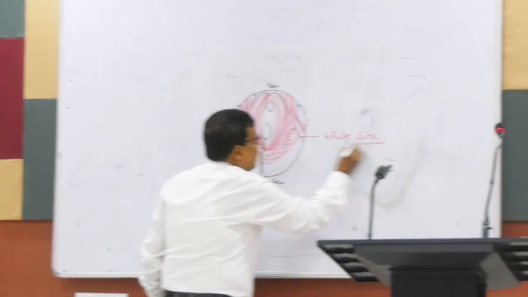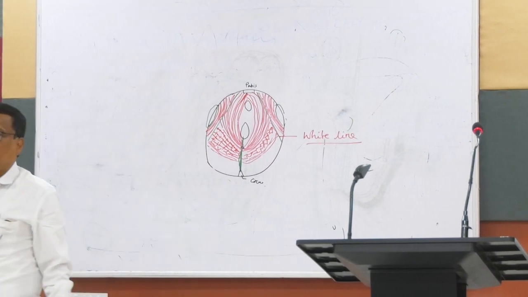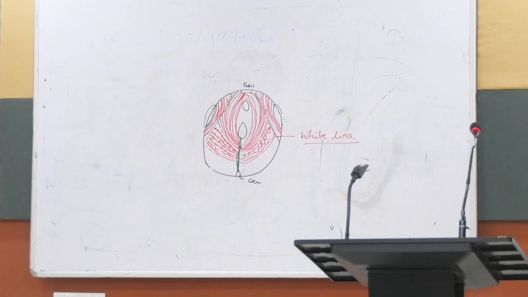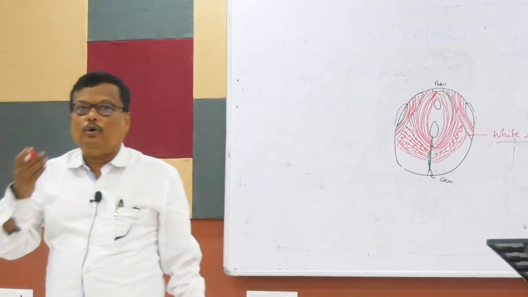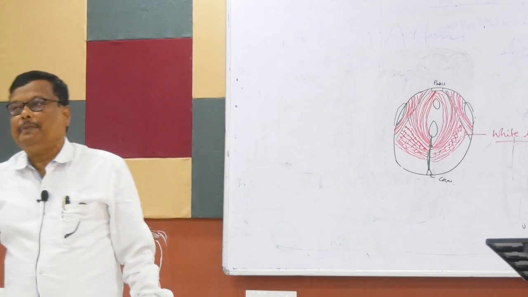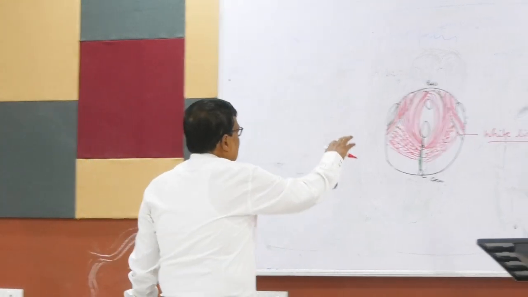White line of the pelvis. Debate arises whether the white line is a part of obturator fascia or it is a part of levator ani.